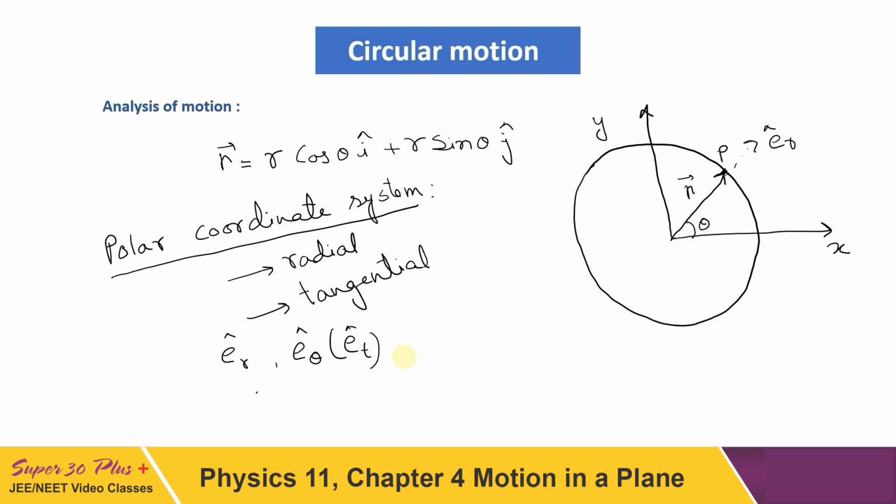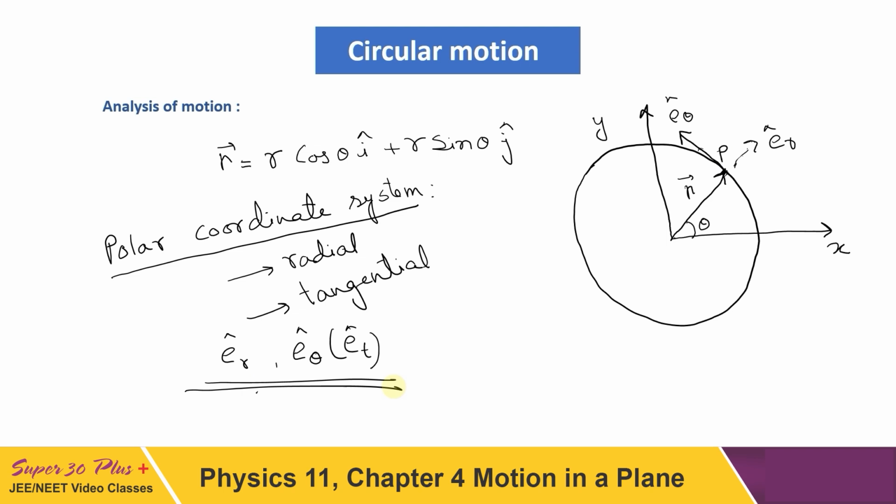But for tangent, if you see, it can have two directions. One can be in this direction and other can be in this direction. So it has to be along the increment of theta, which makes e_theta to be along this direction. So this is our e_theta, and radially outward direction is for e_r.